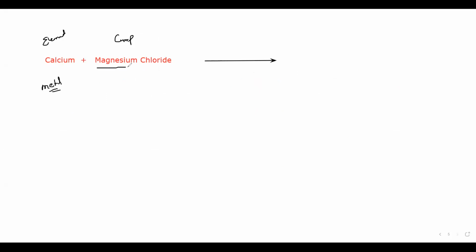So which part of the compound will it replace? The first part or the second part? Calcium is a metal. Which part will it replace, magnesium or chloride? So it will replace the first part. Calcium will knock out this first part. And what will the product be? Because calcium took the position of magnesium, it will be calcium chloride plus magnesium. Is this example clear?